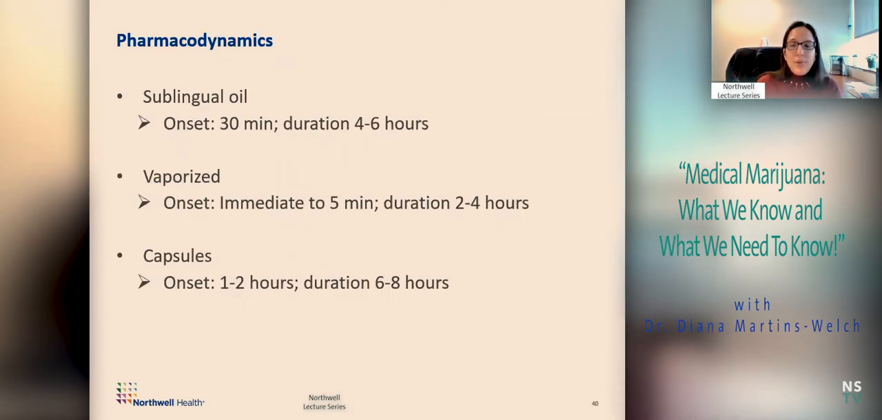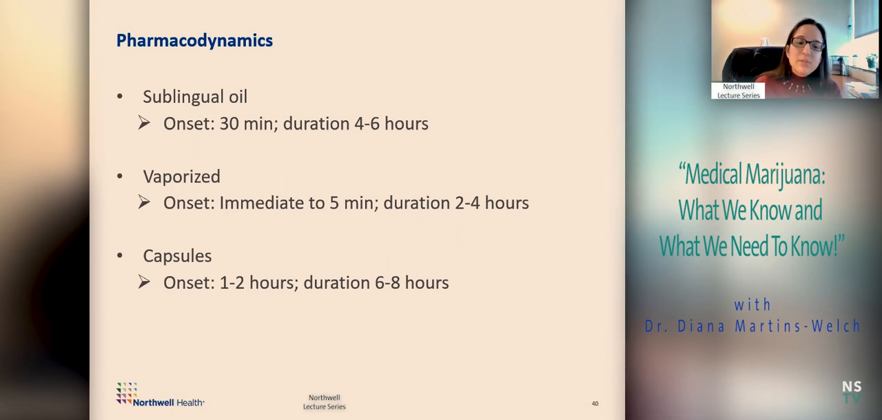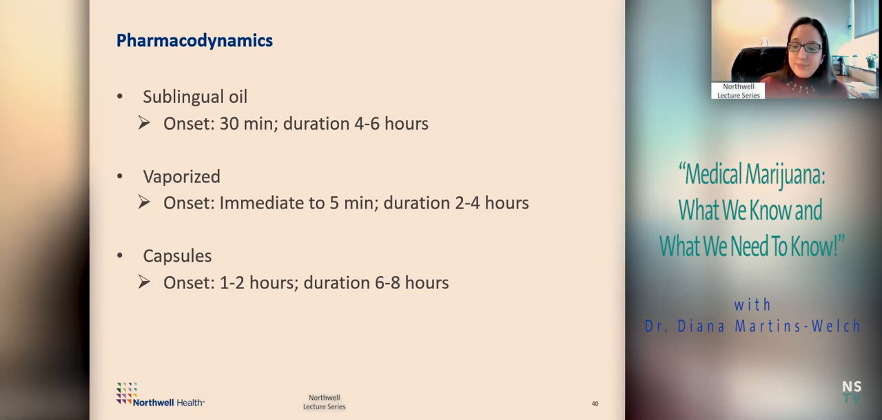As far as the time to onset and the duration, the oil, it says 30 minutes here, but I find, more anecdotally, about 10-15 minutes under the tongue, patients are starting to report some effect, and its effects can last anywhere from 4 to 6 hours. Vapor, immediate to 5 minutes, and can last a shorter period of time, usually about 2 hours. Capsules take a little bit longer to kick in, as I've said, and they last the longest though. So, for people who really want to just take a pill twice a day, it does make sense.